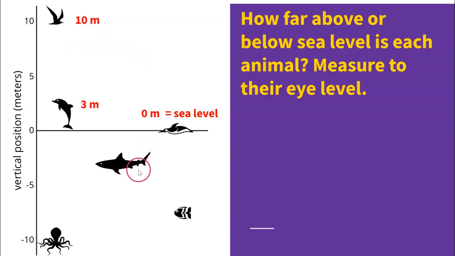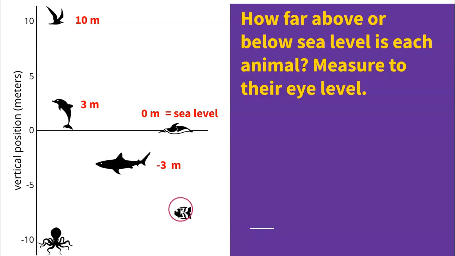Okay, we're going to drop down to below sea level. So that means that we are now going underwater. So we have the shark. And when I go eye level over to the number line, I'm going to estimate that to be -3 meters. Our dolphin, which is at +3 meters, our shark, which is at -3 meters.